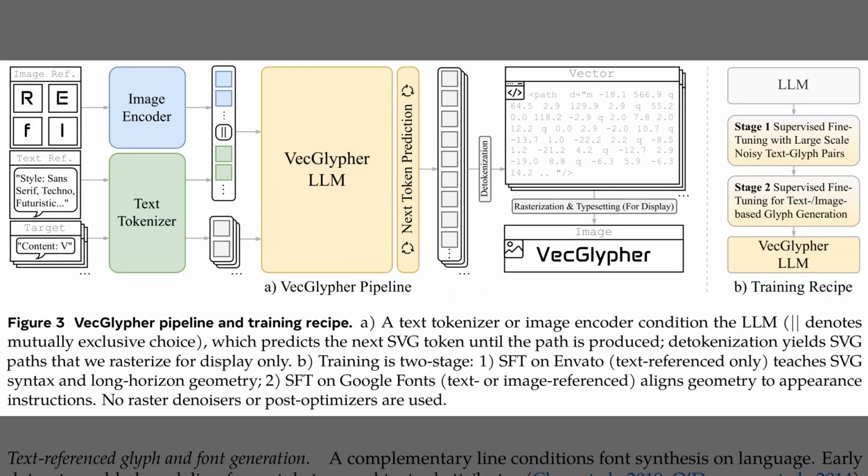So, Figure 3 details exactly how that single pass works. On the left of Panel A, the model accepts either image references or text descriptions, alongside the target character. These inputs feed into the central VecGlypher large language model, which predicts SVG tokens one by one to build the vector path. Panel B then outlines the 2-stage training recipe. First, Stage 1 uses large-scale supervised fine-tuning on noisy Envato fonts to teach the model basic SVG syntax. Then, Stage 2 refines it on high-quality Google fonts to strictly align the geometry with style instructions.